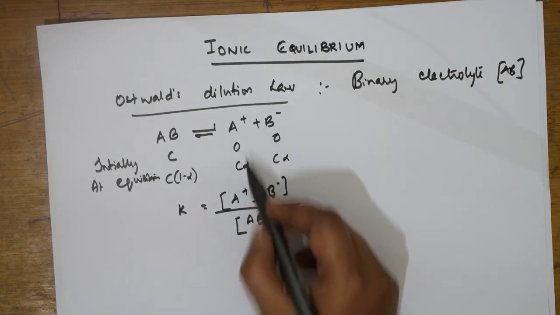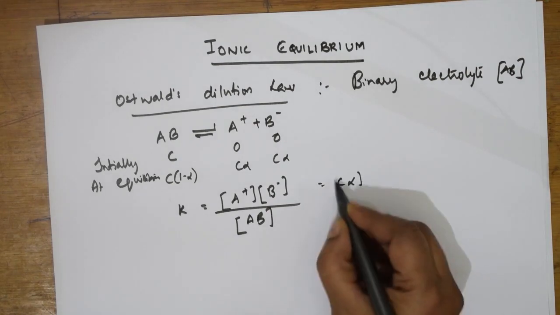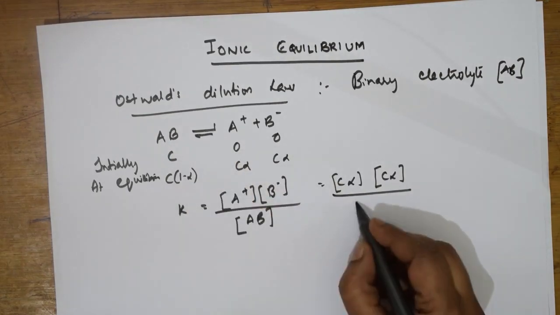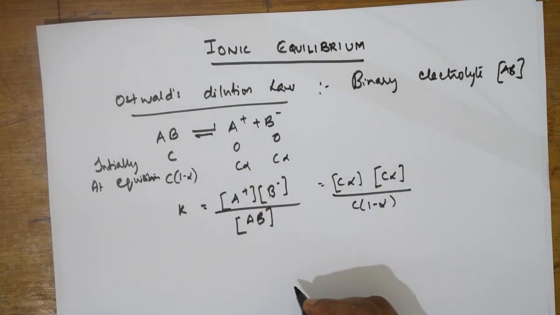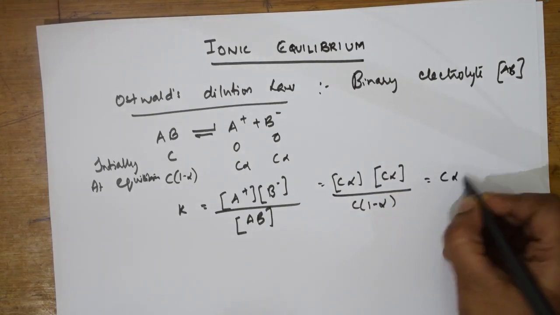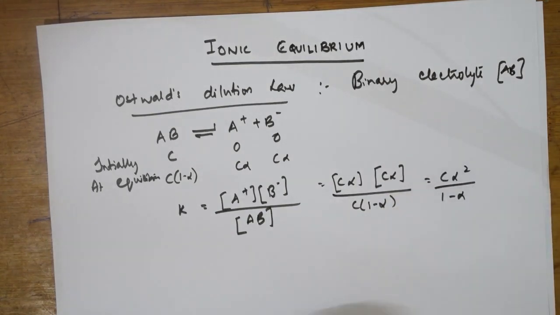Now how much is A plus? A plus is C alpha. How much is B minus? It is again C alpha. How much is AB? It is C into 1 minus alpha. Now C square alpha square, they get cancelled. This becomes C alpha square by 1 minus alpha.